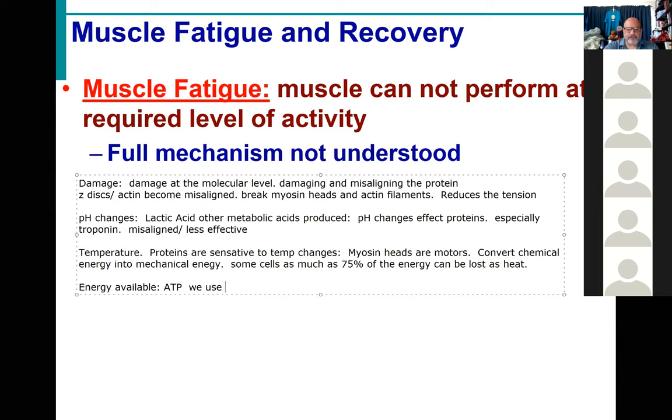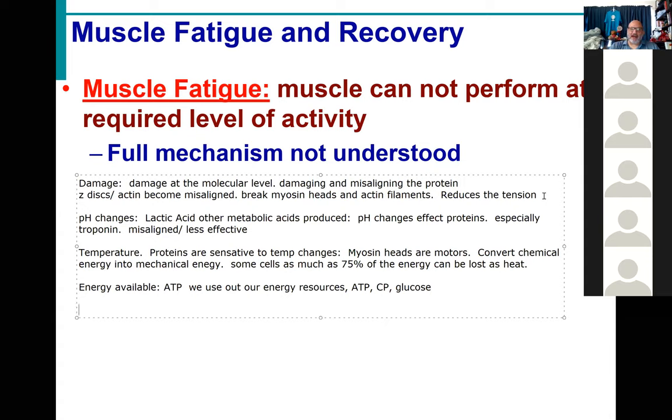We use up our energy resources. That means the free floating ATP, that means the creatine phosphate, that means the glucose we're using to break it down. All of those energy resources, metabolic resources that we're using to make energy, we're emptying the tank. And if we empty the tank, there's no ATP or very little ATP left, then our muscle can't perform at the level. But it isn't just about energy molecules either.